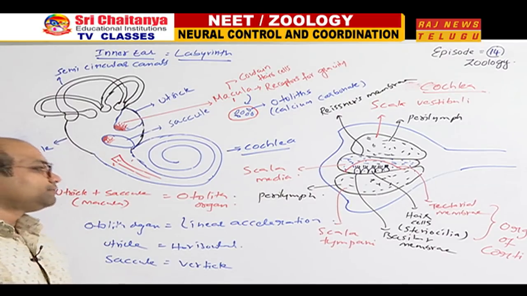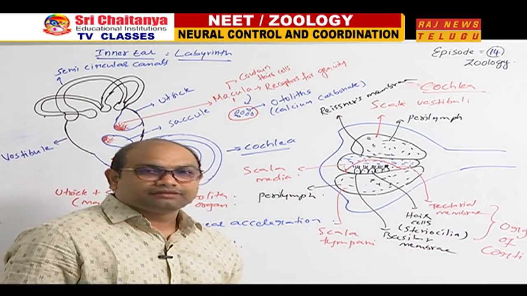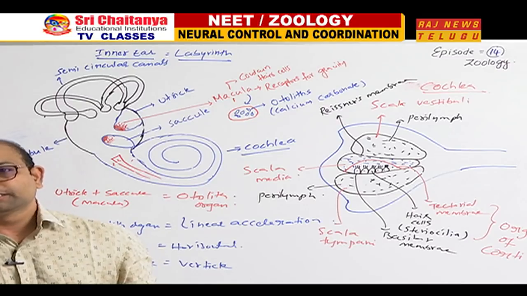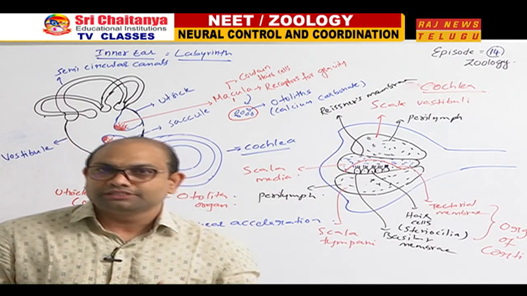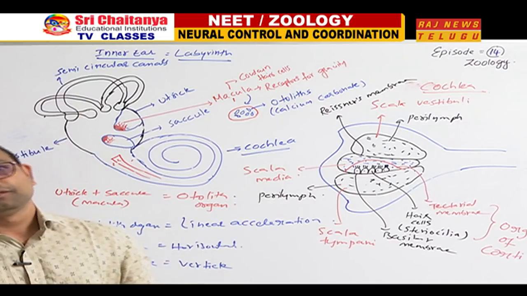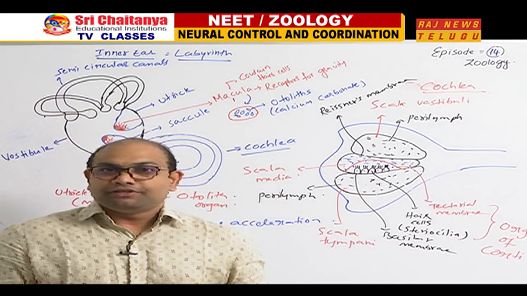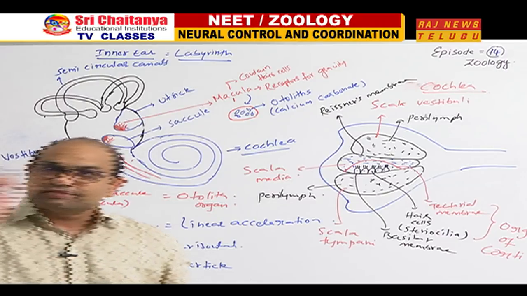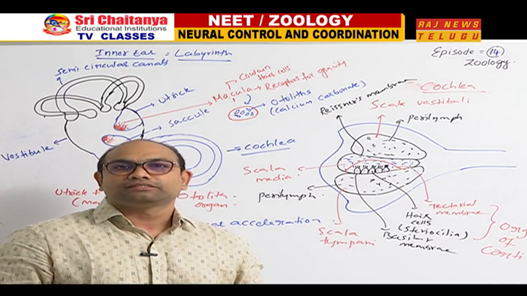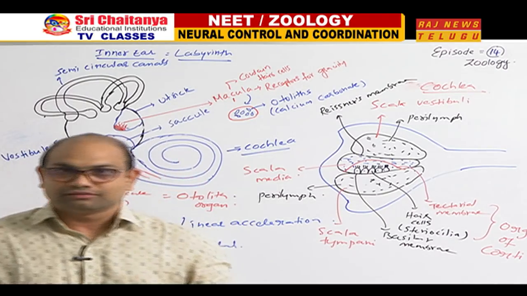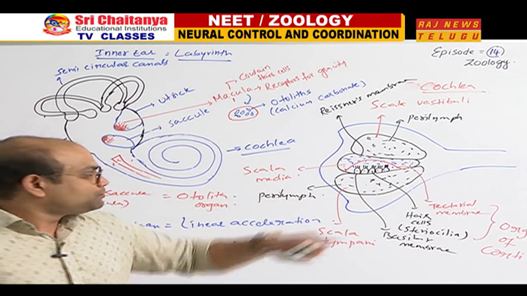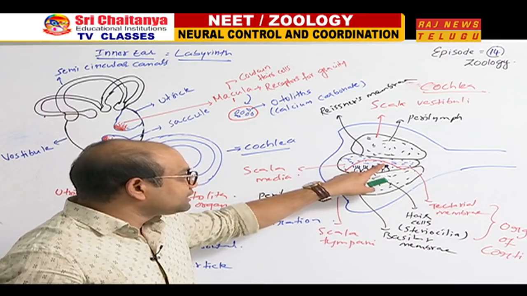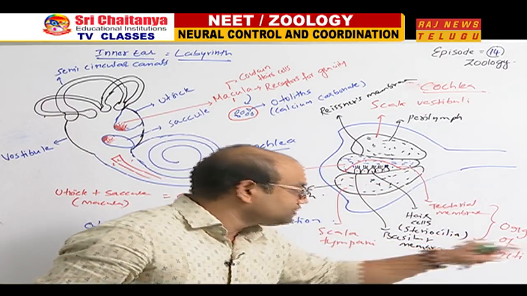Organ of Corti. And you know, this is the part where the sound waves, also called pressure waves, are transduced into electrical signal. You know, in the eye, at which part the light rays transduce into electrical stimulus? Photoreceptor layer. In the ear, at which part the sound waves are converted into electrical potential? The answer is organ of Corti.